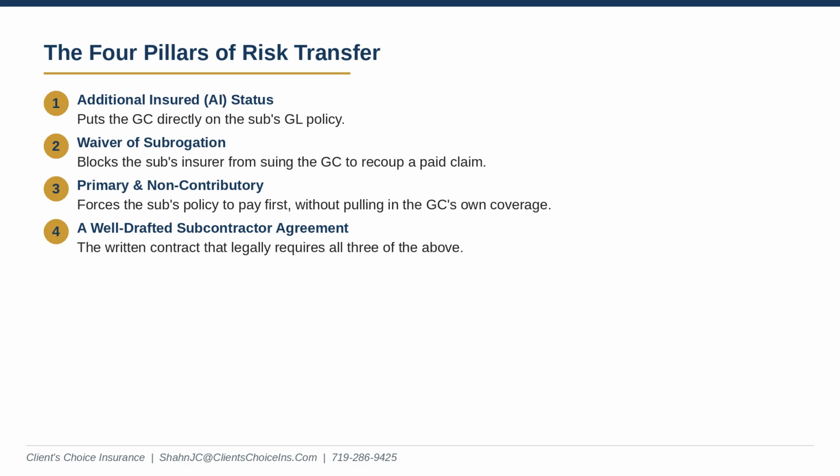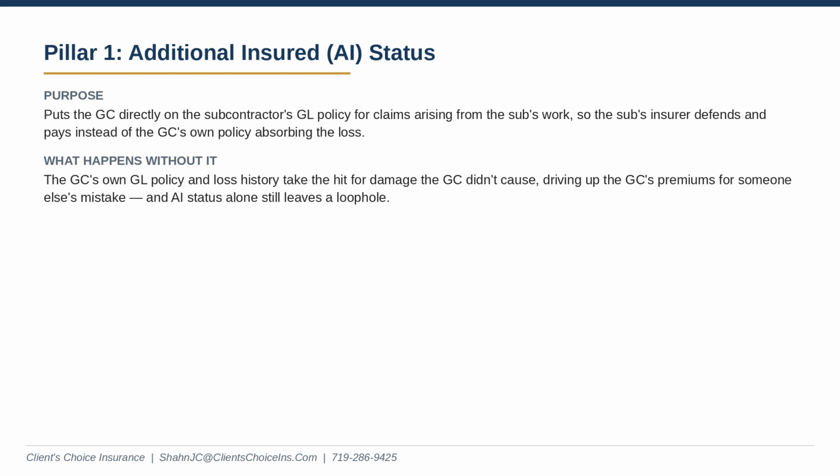Okay, let's unpack this interlocking system, because if a sub messes up on one of your jobs, you obviously don't want your own insurance taking the hit and driving up your premiums. No, definitely not. So looking at the first of the 4 pillars here, step 1 is you get added directly onto the subcontractor's general liability policy as an additional insured. Right, the AI status. And being an additional insured, that's just the baseline. It gets you on their policy, sure, but it leaves a massive loophole. Uh-oh. What kind of loophole?